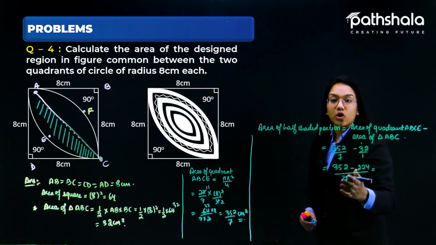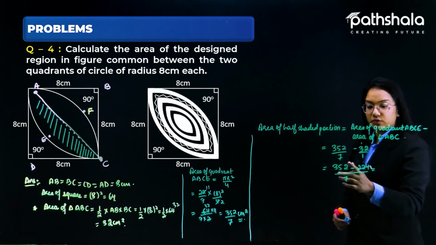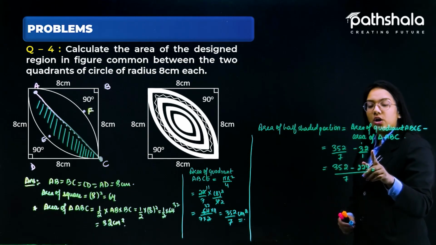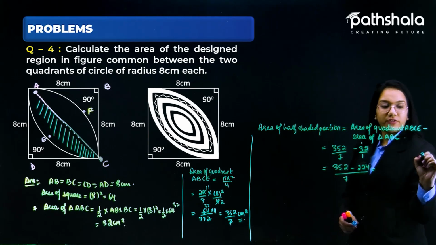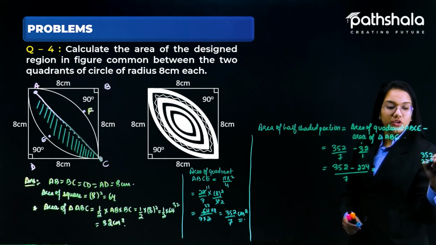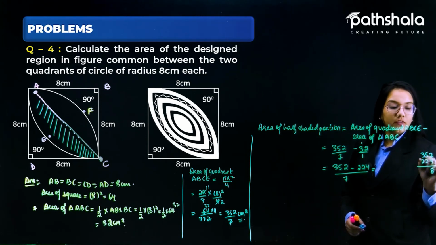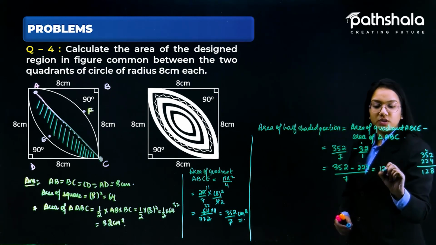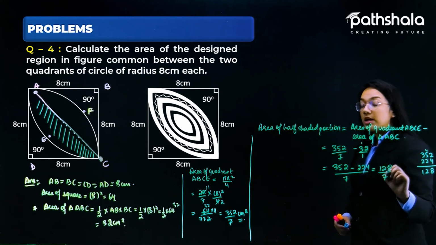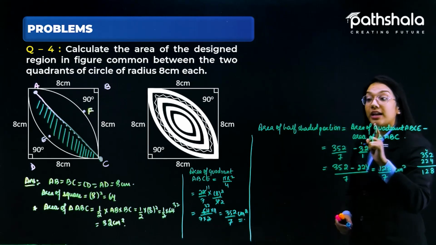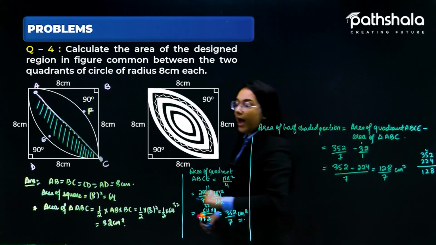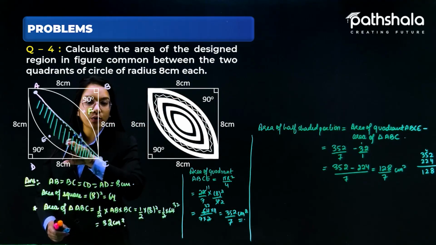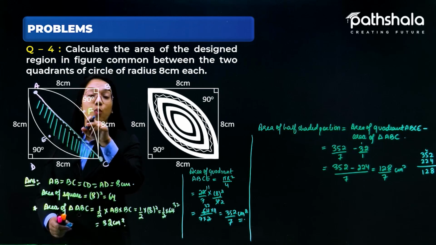Now let's sort it out. If I sort it out, this would be 352 by 7 minus 32. So we have 352, we have 224. This would be 8. We will get the 4 over here. This would be 2, and this would be 1. So this is 128 by 7 centimeter square. This is the area of the half shaded portion, and we know that these two are symmetrical to each other. So if this is 128, then this is also 128.